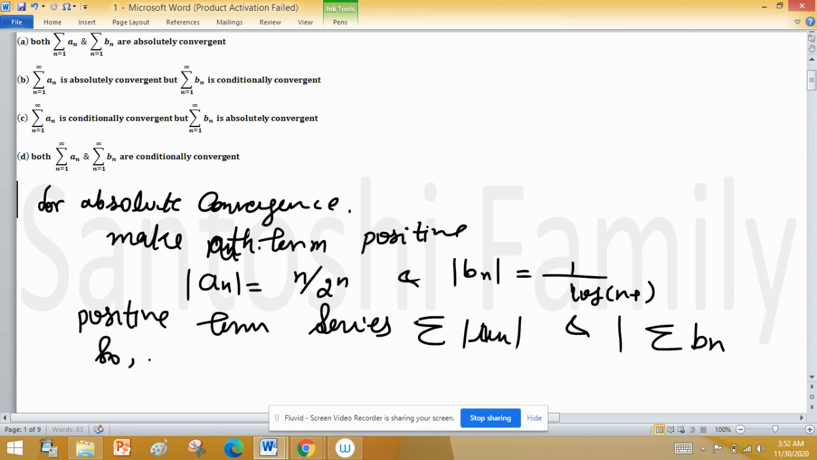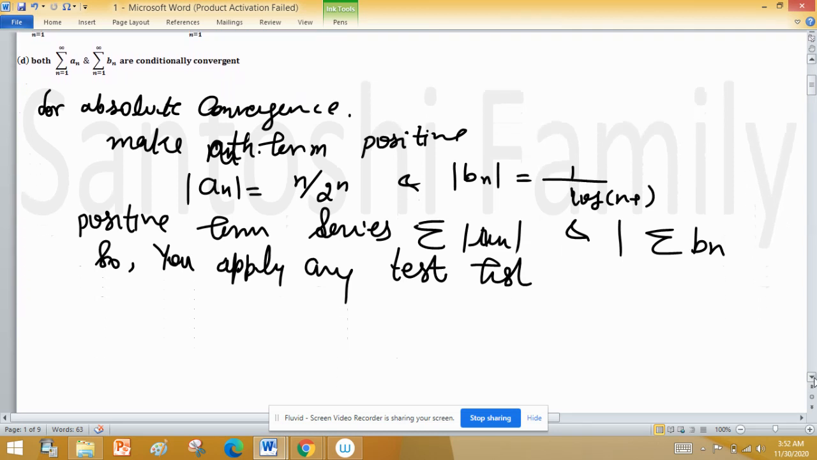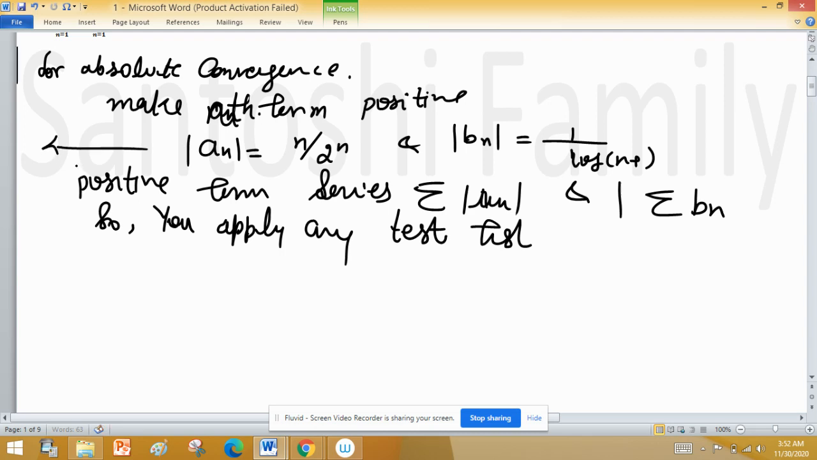So you can apply any test which implies the convergence for positive term series. Ratio test will be helpful here because you can look at the mod of an and mod of bn. So directly you can understand how ratio test will be helpful here. Therefore, mod of an divided by an plus 1, it is mod of this one and this one also.